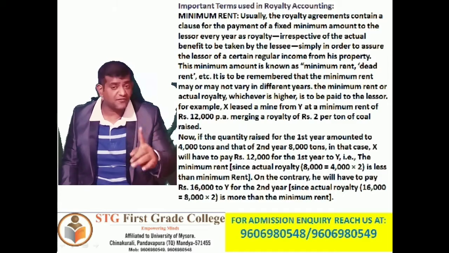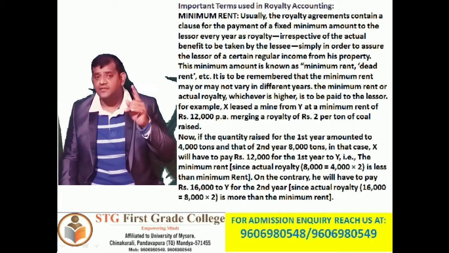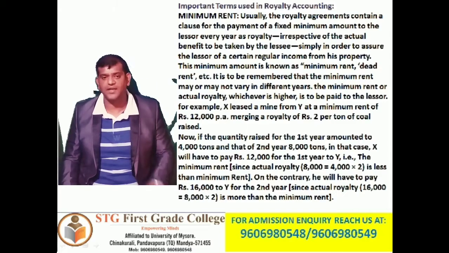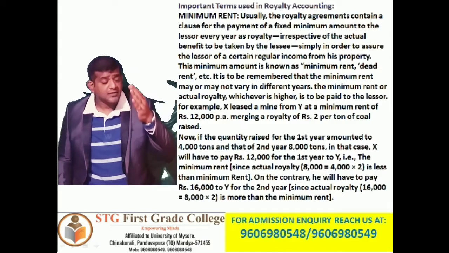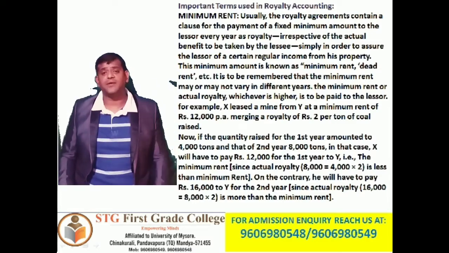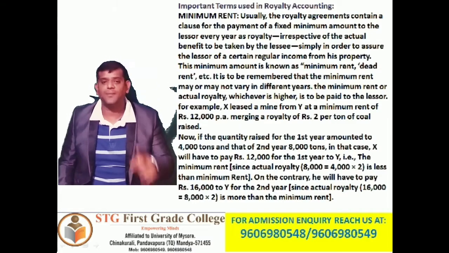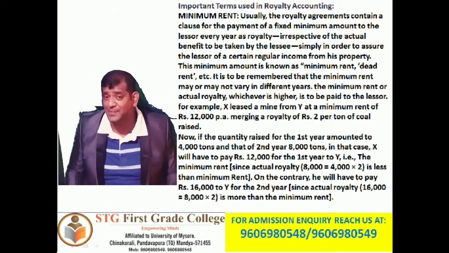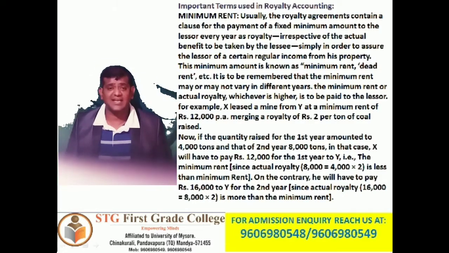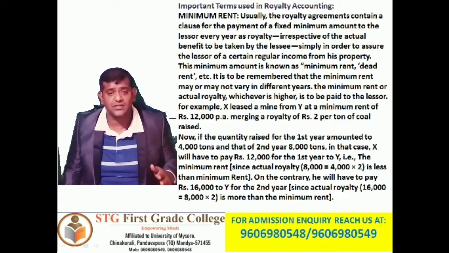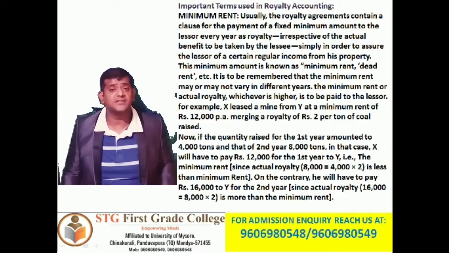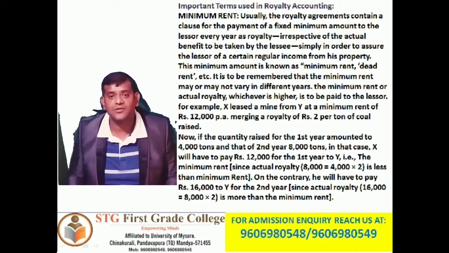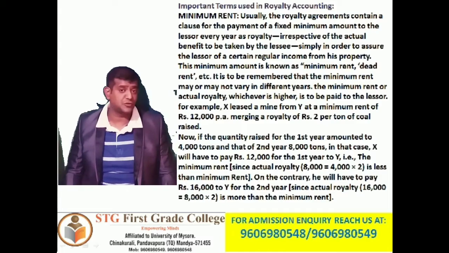So that is for the first year. Since the actual royalty is 8,000, the minimum rent will be paid. If it is more than the minimum rent, on the contrary, he will pay rupees 16,000 to Y. So look at the second year production. What is the second year production? 8,000 tons. What is the per ton price? 2 rupees. So 8,000 into 2, that comes to 16,000 rupees.